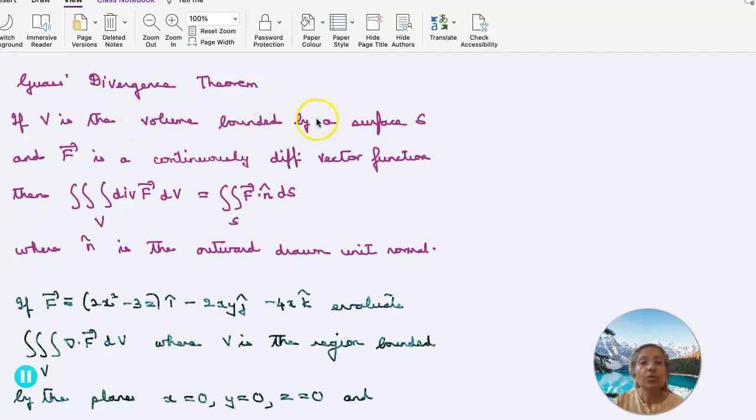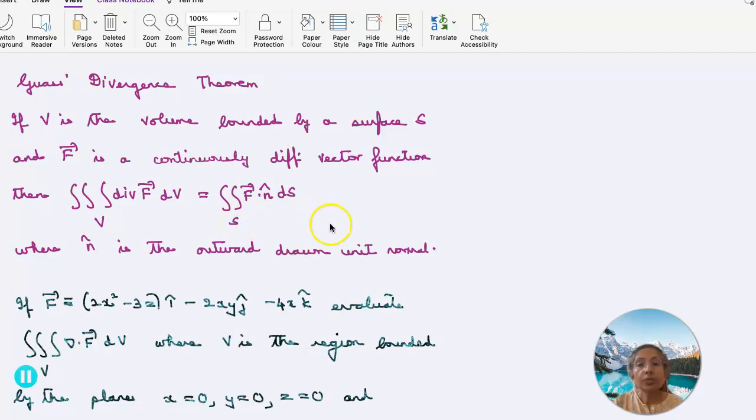If V is the volume bounded by a surface S and F is a continuously differentiable vector function, then the triple integral over V, divergence of F dV, will be the double integral over S, F dot n dS, where n cap is the outward drawn unit normal. So we are basically connecting triple integral with double integral here.